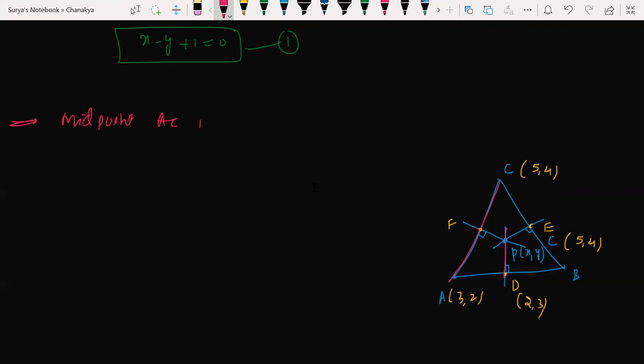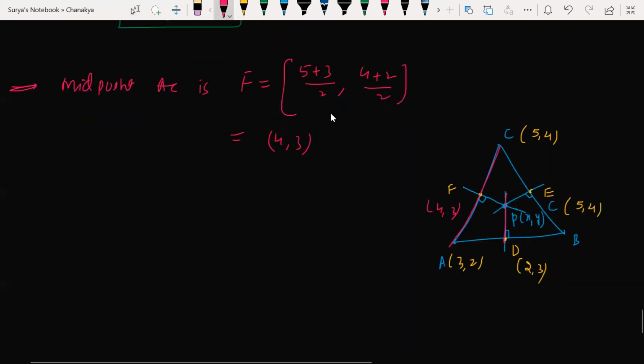Midpoint of AC is what? F is equal to (5 plus 3) by 2, (4 plus 2) by 2, right? 8 by 2 is 4, 6 by 2 is 3. So this is what I got, F is (4, 3). Understood? Yes, sir. Now slope of AC is what? Y2 minus y1 divided by x2 minus x1. 4 minus 2, 5 minus 3, 2 by 2, which is 1.